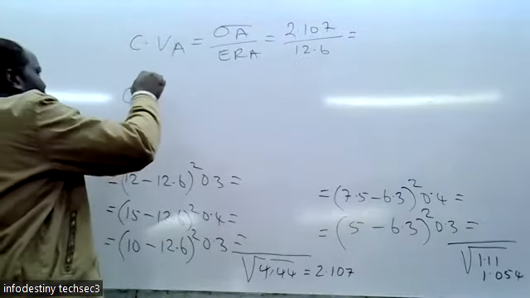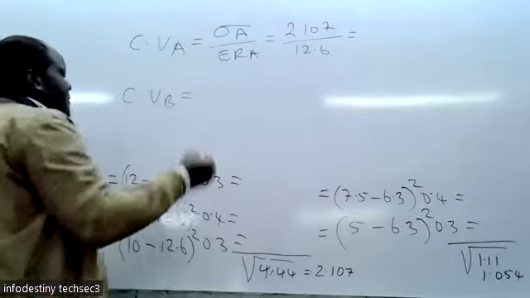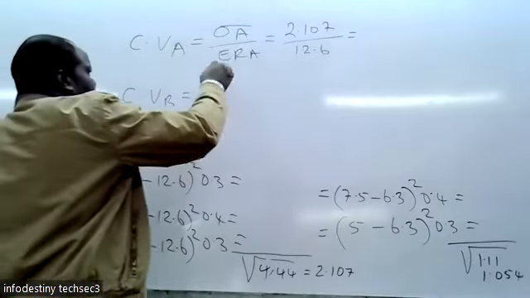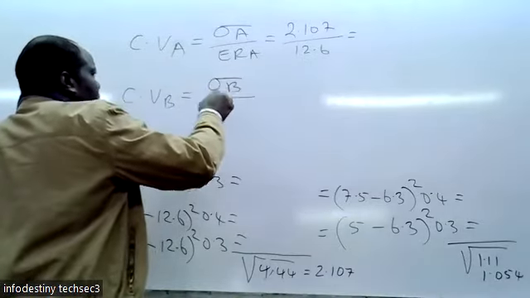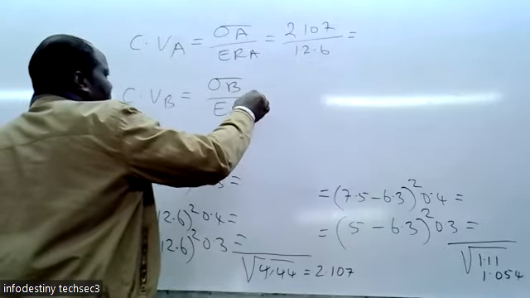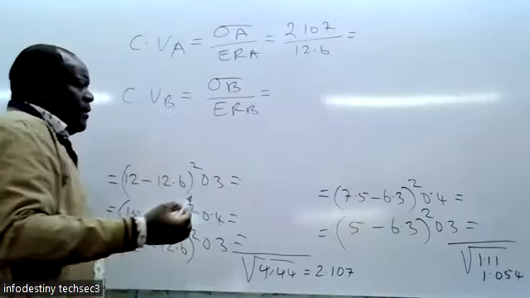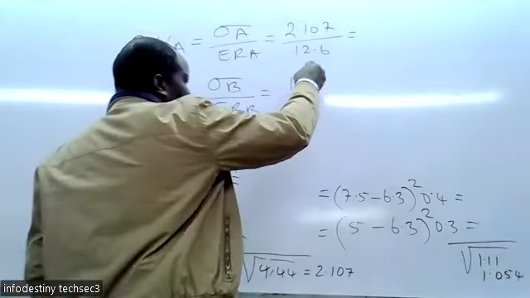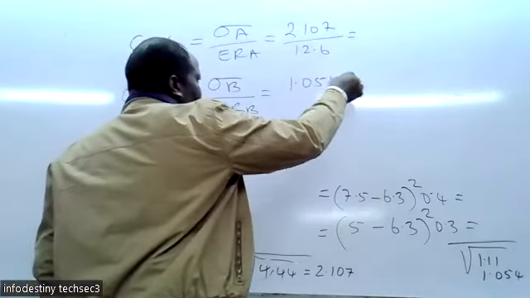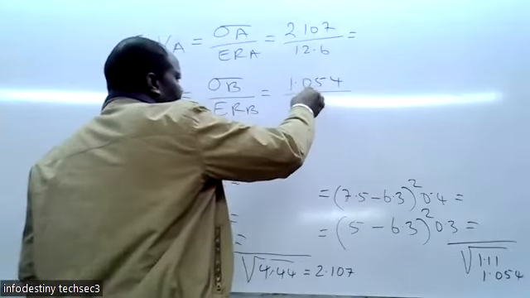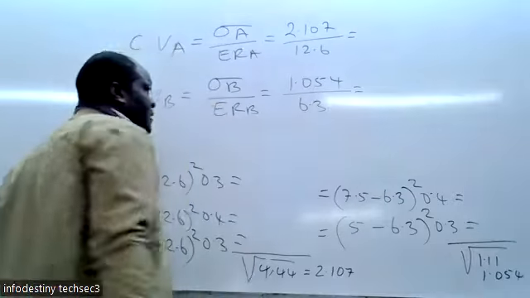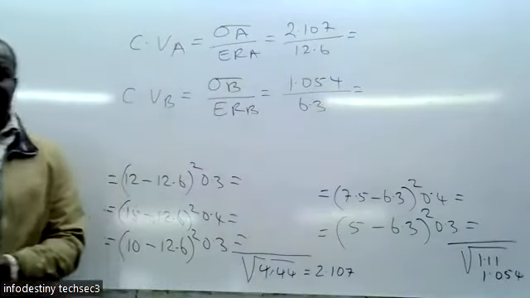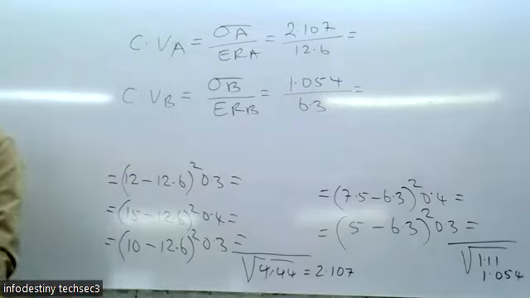There is also coefficient of variation for B, where you take the standard deviation for B, and divide by the expected return for B. The standard deviation for B, you got a figure of 1.054. Expected return is 6.3. That's how we should go about computing it for A and also for B.